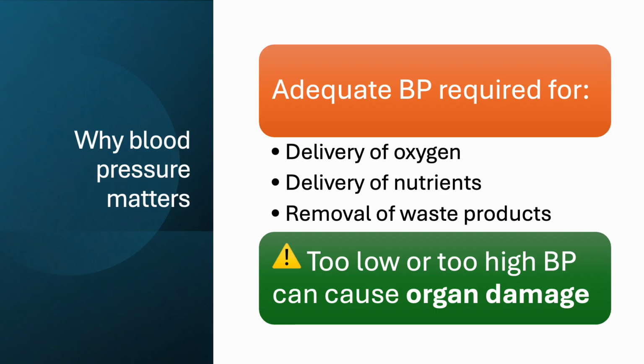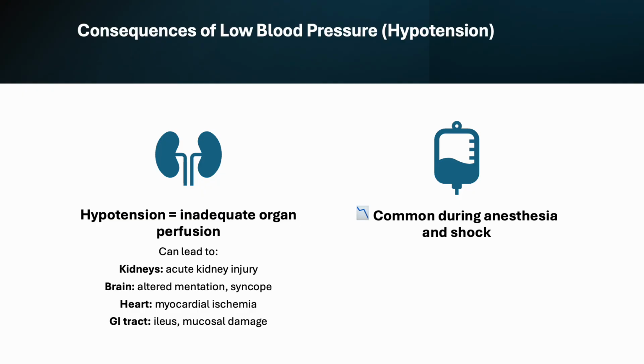Adequate blood pressure is required for delivery of oxygen and nutrients to the tissues. It's also required to remove waste products from the tissues. Blood pressure that is too low or too high can cause organ damage. Consequences of low blood pressure include acute kidney injury, altered mentation or syncope, myocardial ischemia, and ileus or mucosal damage to the GI tract.